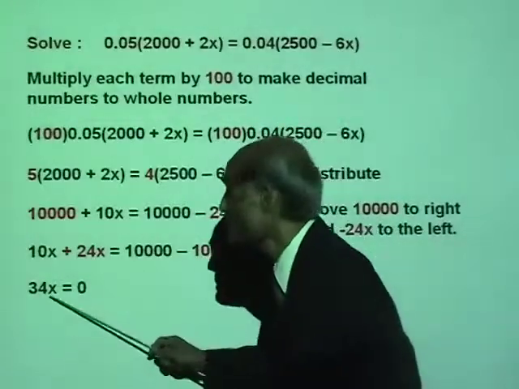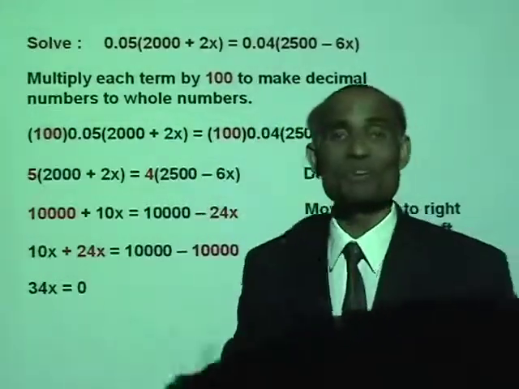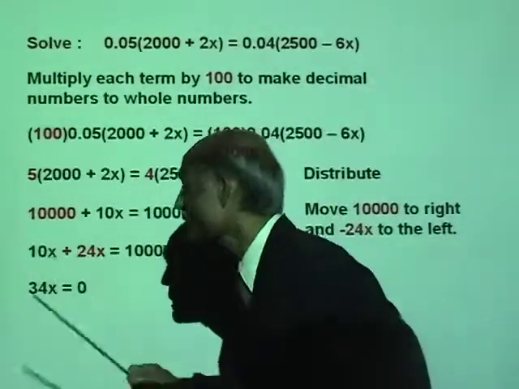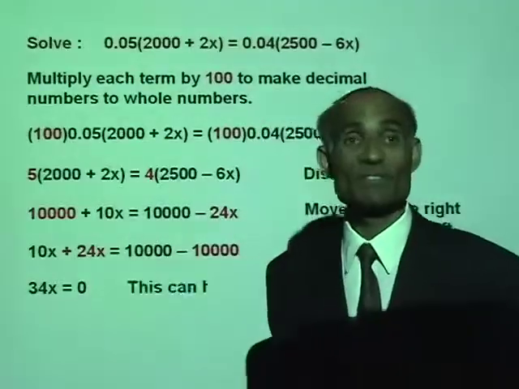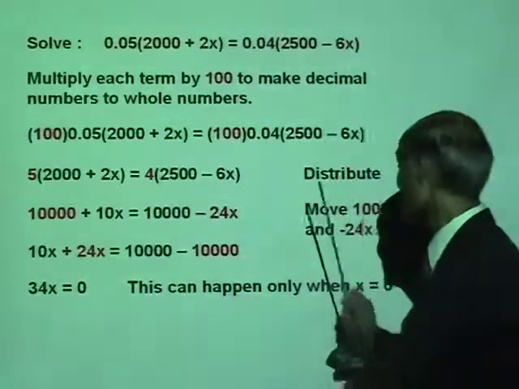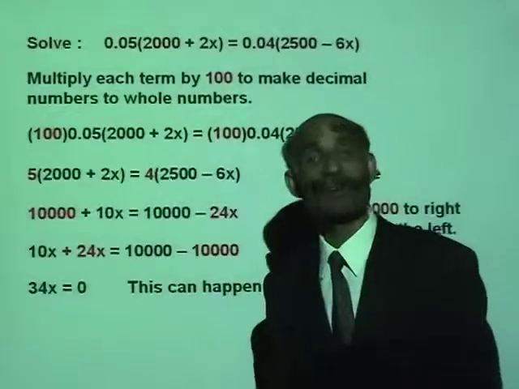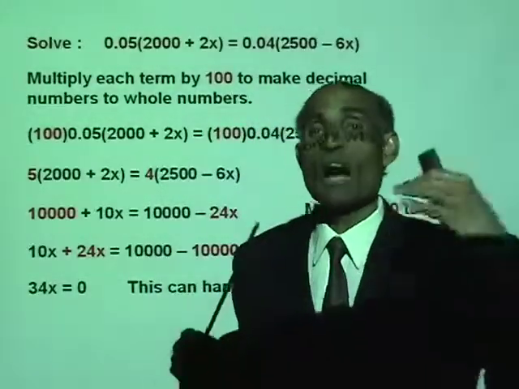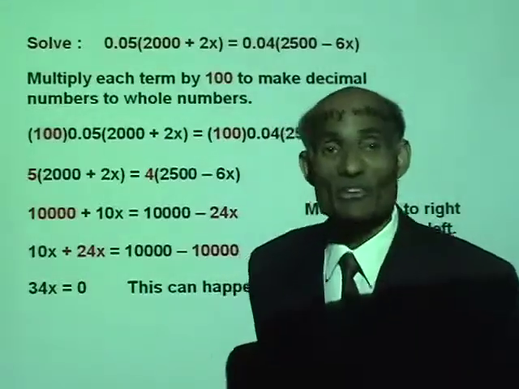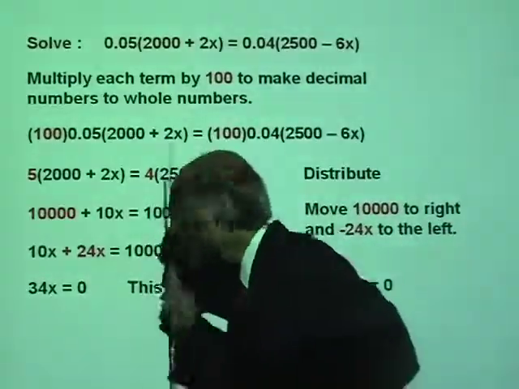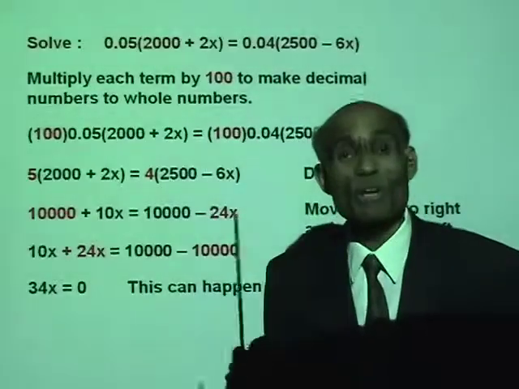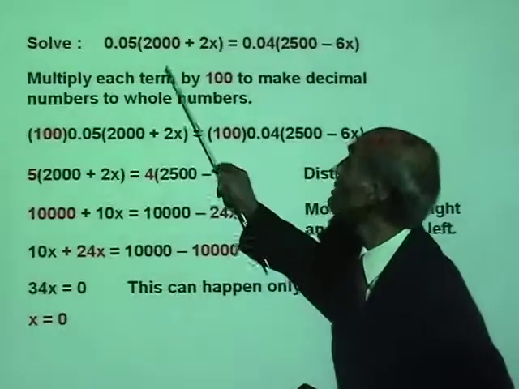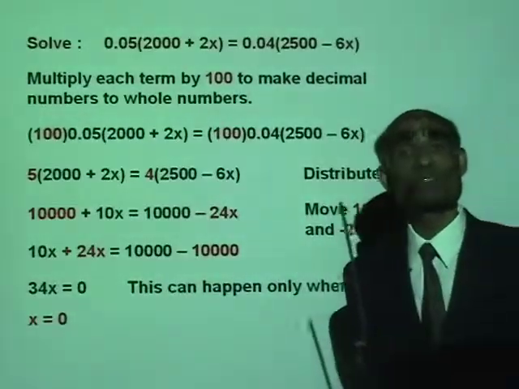Alright, tell me, if 34x equal to 0, I talked to you about this earlier. If 34x equal to 0, what is x? Now, this can happen only when x equal to 0. 10x equal to 0 means x equal to 0. 100x equal to 0 means x equal to 0. 34x equal to 0 can happen only when x equal to 0. So the solution of this equation is x equal to 0.